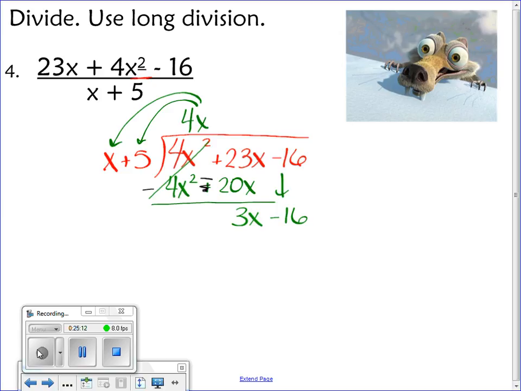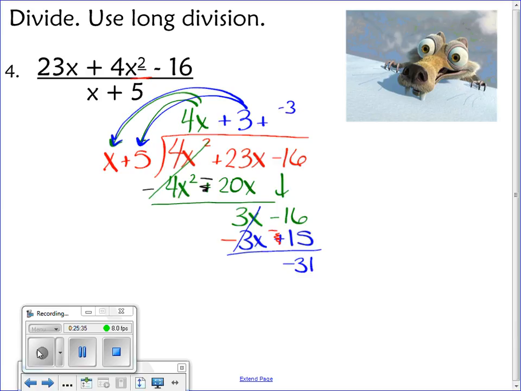What do you multiply x to get 3x? 3. Multiply 3 times x. 3 times 5. Change your signs. That cancels. This gives me negative 31. That's my remainder. So plus a negative 31 over x plus 5. So is x plus 5 a factor of that problem? No, it is not. Okay.